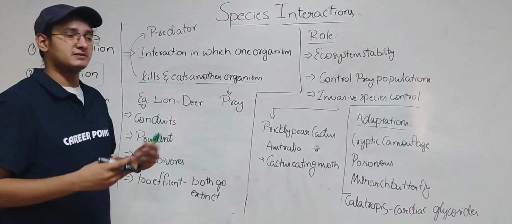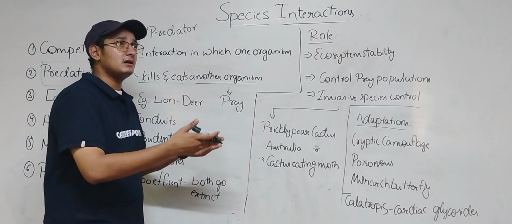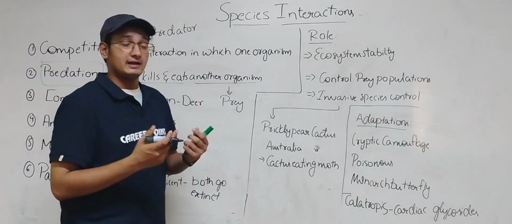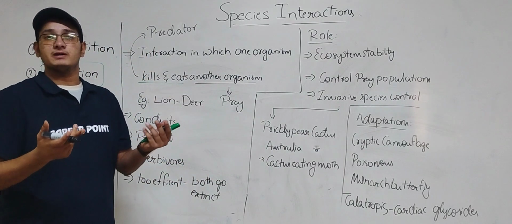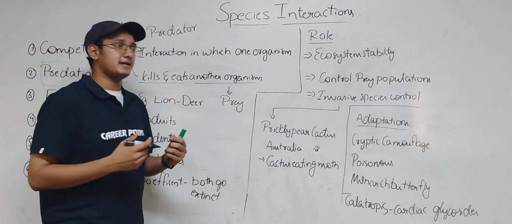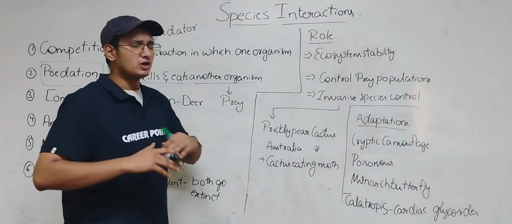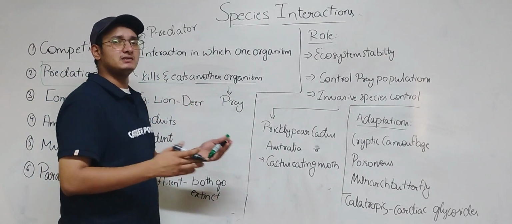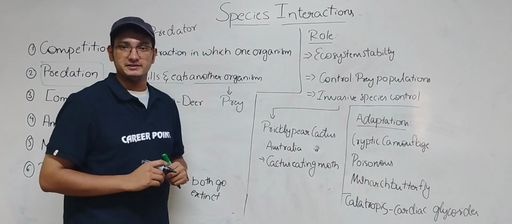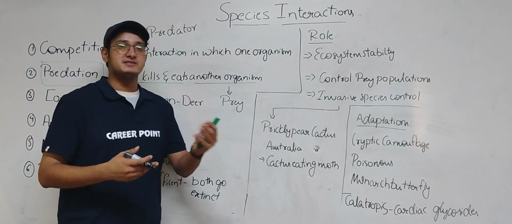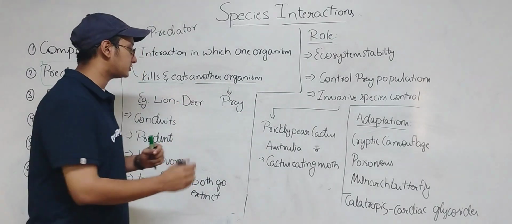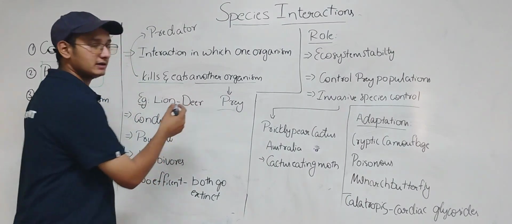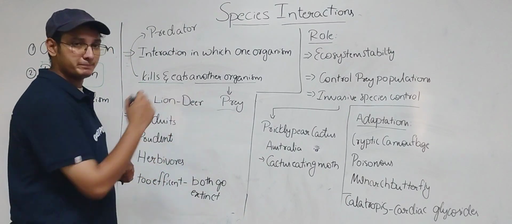We have very good examples. For predators, we can say lion, tiger, and different kinds of carnivorous animals like cheetah and leopard. All those come under predators. When it comes to prey, what is the food for all these predators? Deer, buffaloes, and zebras belong to prey. So lion is a predator and deer is a prey.